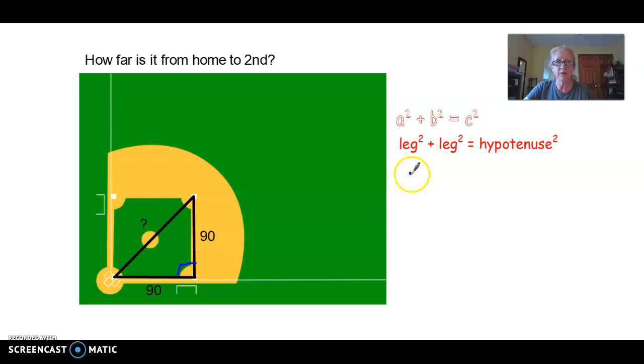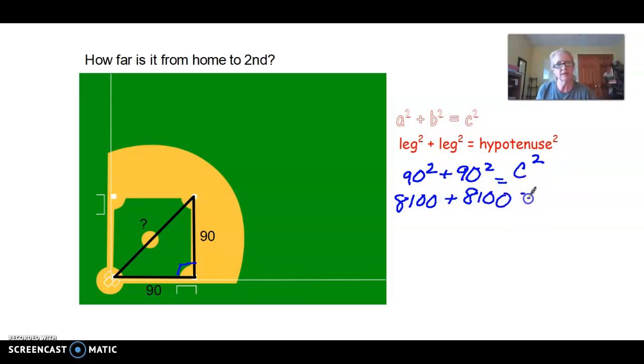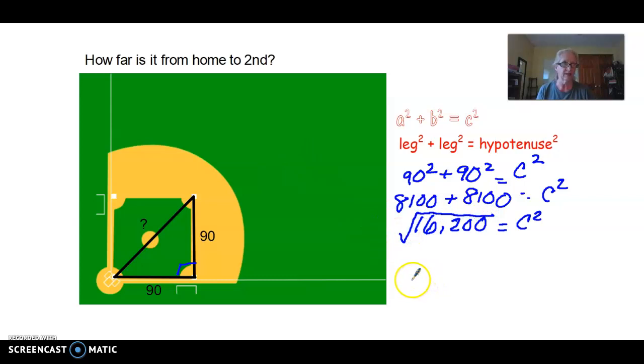Okay, and so we're going to go 90 squared plus 90 squared equals c squared. 90 squared is 8100 plus 8100 equals c squared. I'm trying so hard, but it's just not working out. 8100 plus 8100 is 16,200. And now sometimes when you put this, I don't know what times itself is 16,200. So I would go to my calculator and I would put in the square root of 16,200.